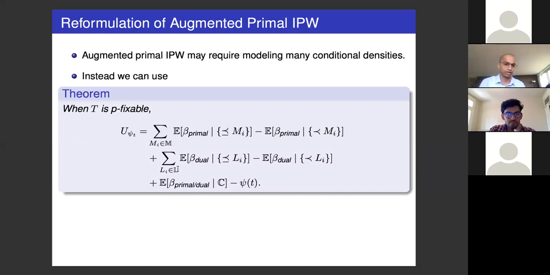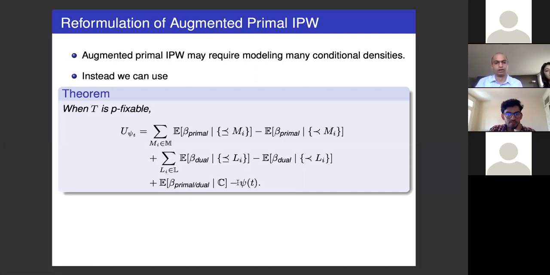And then quite naturally, if you're a vertex in L, you do the same thing, but you do it with respect to beta dual instead of beta primal. So conditional expectation of beta dual given everything preceding Li, including Li, minus conditional expectation of beta dual given everything preceding Li. And then for terms that are in C, it turns out it's equivalent to use either beta primal or dual in order to calculate the conditional expectation.